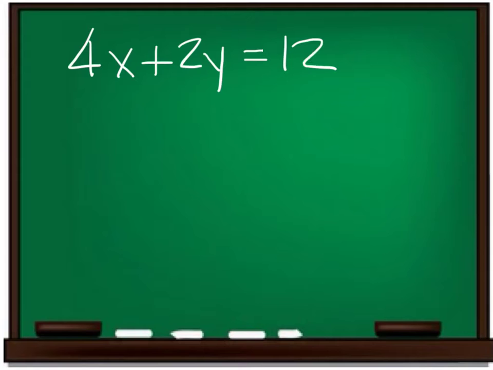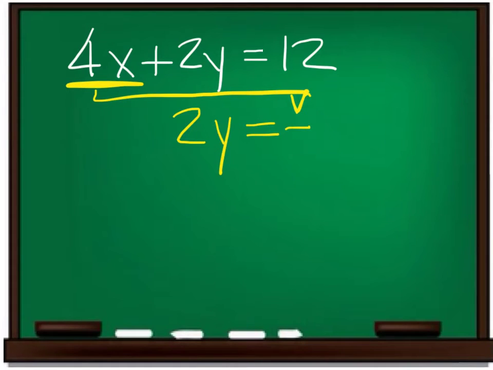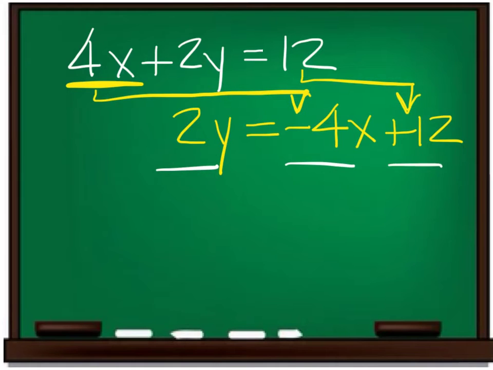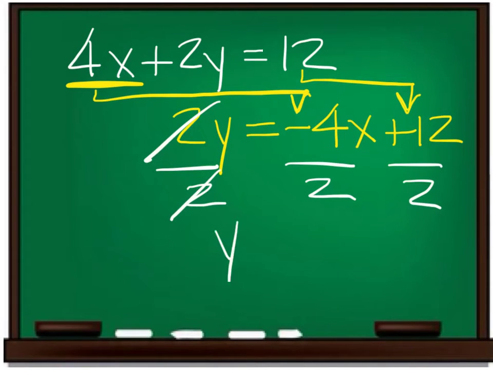Example 2. This one is 4x plus 2y equals 12. Keep the 2y where it's at and move this x term over to the right, change the sign. Keep the 12 where it's at. Divide everything by the number next to the y, which is 2. These 2's cancel out. Negative 4 over 2 is a negative 2. And then 12 over 2 is 6.